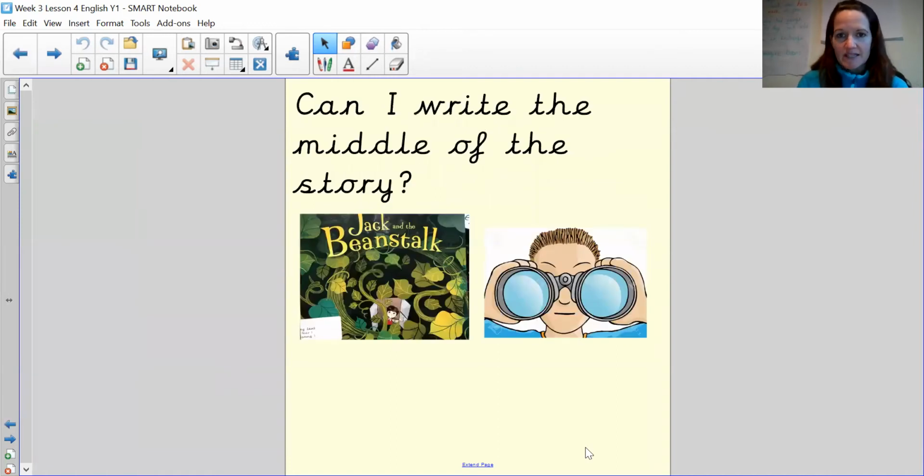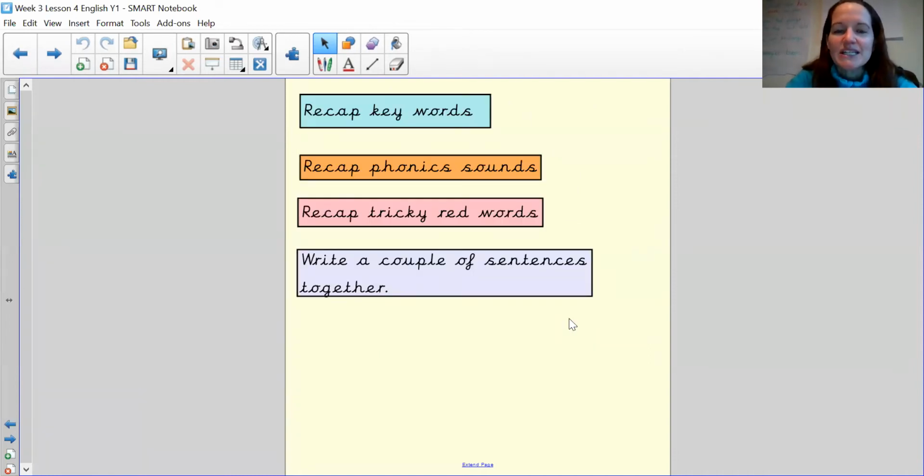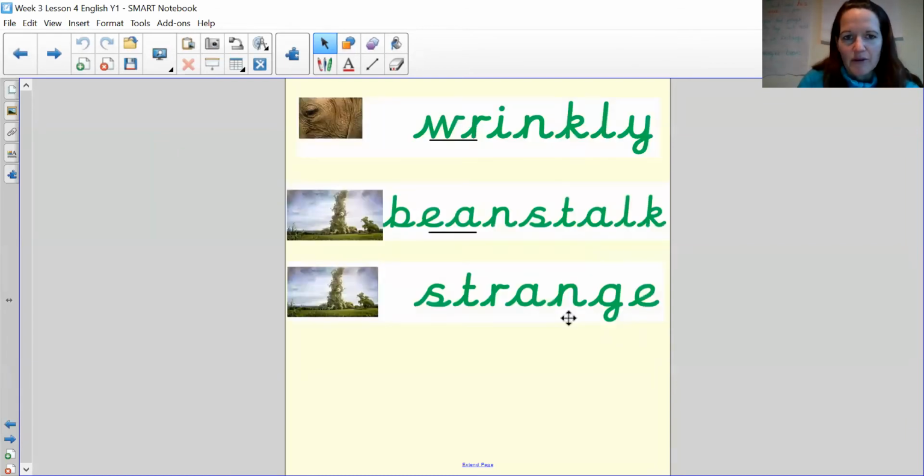So our objective is, can I write the middle of the story? So yesterday we wrote the beginning. Today we're going to write the middle. What do you think we're going to do tomorrow? We'll have to wait and find out. Okay, so let's review. We're going to look at some key words, some of your phonic sounds, some of those red tricky words, and write a couple of sentences together.